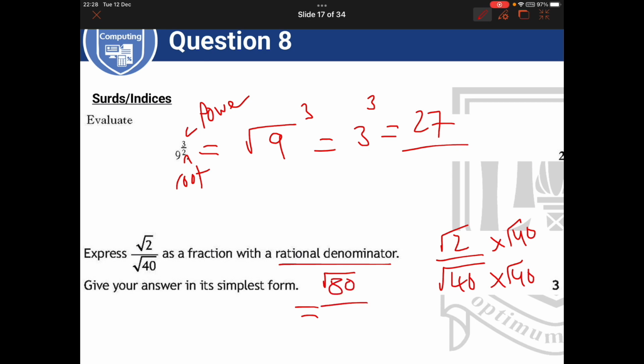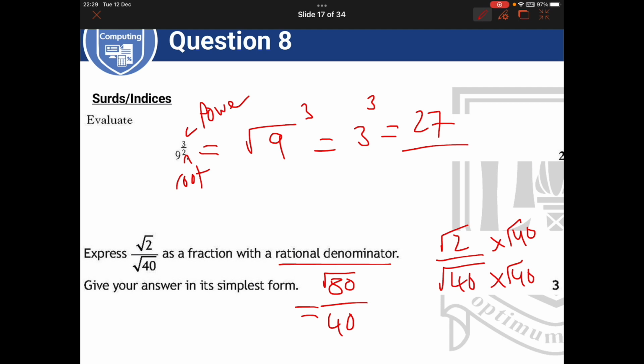And root 40 times root 40 on the bottom, what that does is cancels out the root essentially. 40 times 40, or 40 squared, and square root that will undo. So root 40 times root 40 is 40. If it was root 5 times root 5, you'd get 5. If it was root 7 times root 7, you would get 7, and so on and so forth.